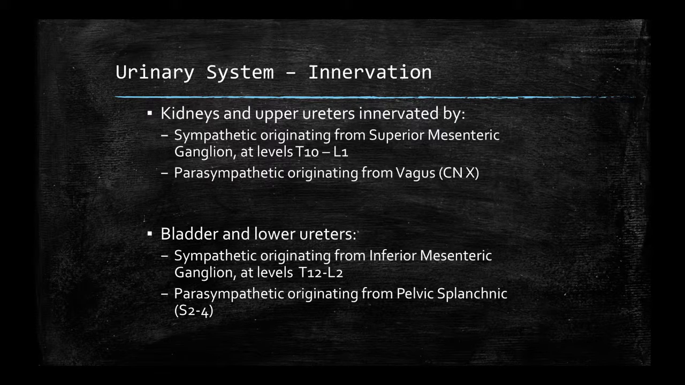In regards to innervation, the kidneys and upper ureters receive their sympathetic innervation from the superior mesenteric ganglion at the levels of T10 to L1, and parasympathetic fibers originate from the vagus, again cranial nerve 10. For the bladder and the lower ureters, sympathetic innervation comes from the inferior mesenteric ganglion at the T12 to L2 levels, while parasympathetics originate from the pelvic splanchnics at S2 through 4.